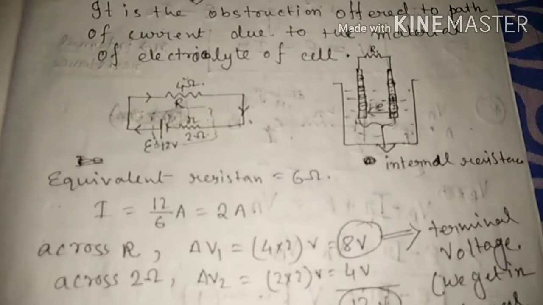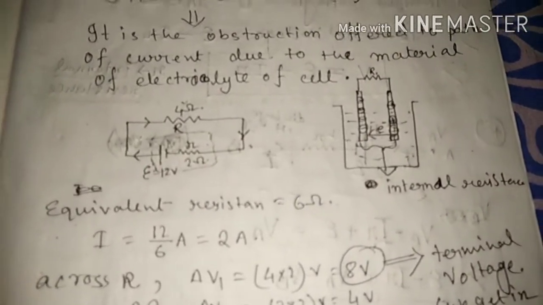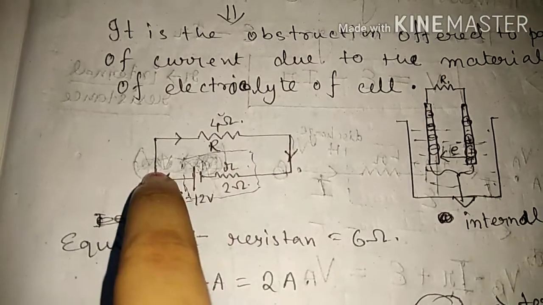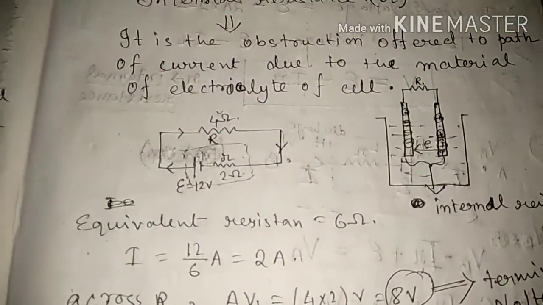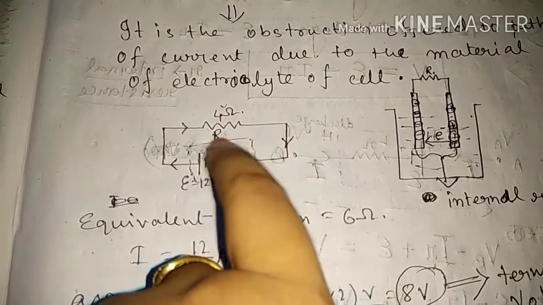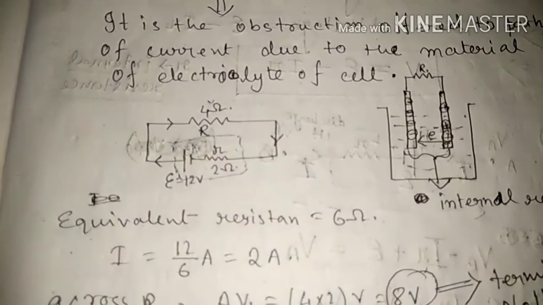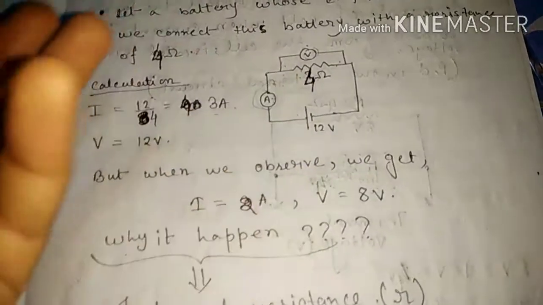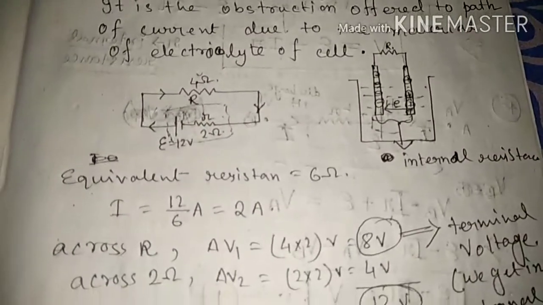Or we can say that here the charge is discharged, because charge moves from positive, discharging from the battery. So at discharge time, the voltage in the external circuit is less than the EMF. So now you understand why we get less than 12 volt here. Those 4 volts, where did they go? They are gone due to this internal resistance.